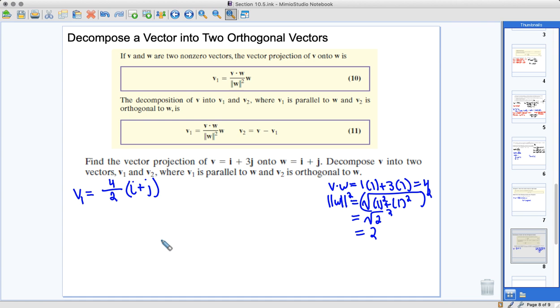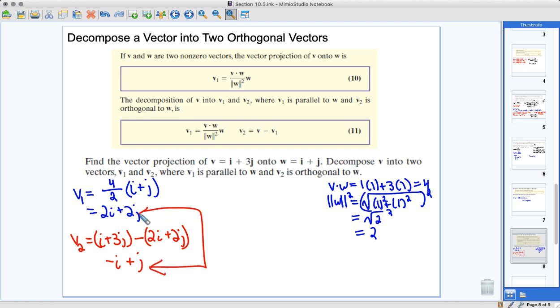Okay. So you get 2i plus 2j. So then to find v2, you take your original v vector, so i plus 3j, and you subtract the new vector that you just found. So i minus 2i is -i, 3j minus 2j is j. So these two vectors right here are orthogonal, and those are our two vectors that we decomposed from our original v.